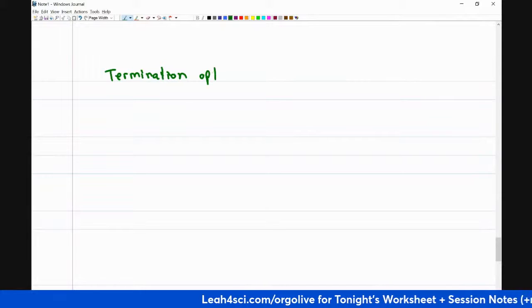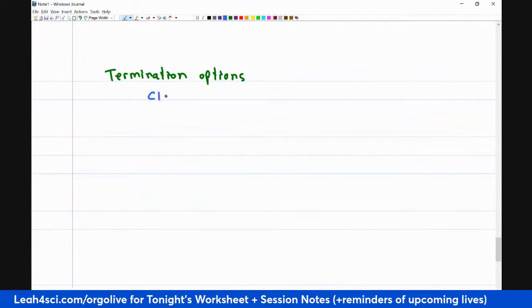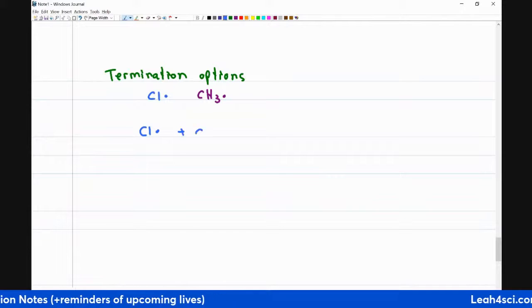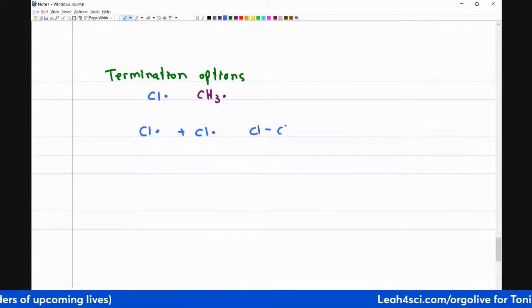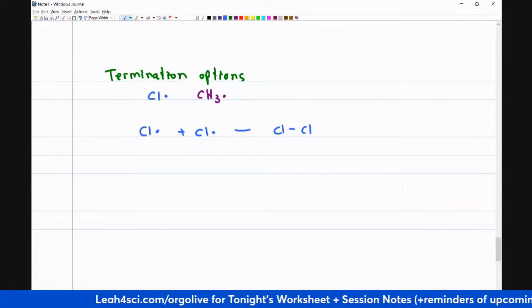Termination options. In the above reaction, we had a Cl radical, we had a CH3 radical. So all the options that we can have are Cl radical plus Cl radical to give me Cl2. I already drew it out. To give me Cl2. That's one option.